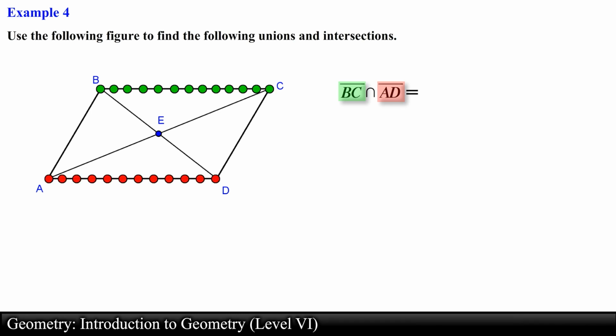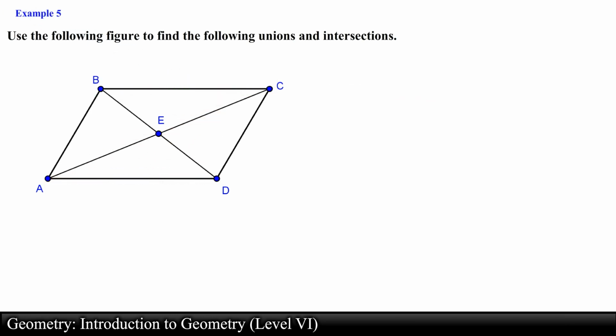Notice that none of the points of either line segment BC or line segment AD intersect. This means that there are no points that both line segments have in common. This results in an empty set, which is represented by the following symbol. Okay, let's try the next example.